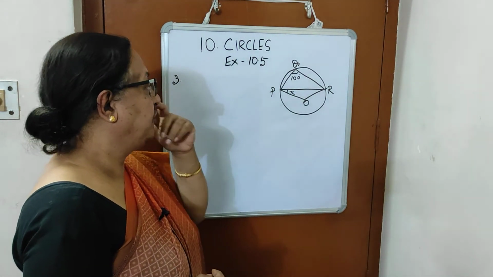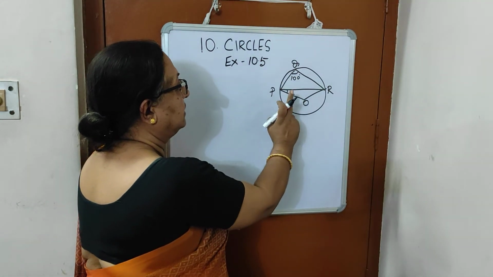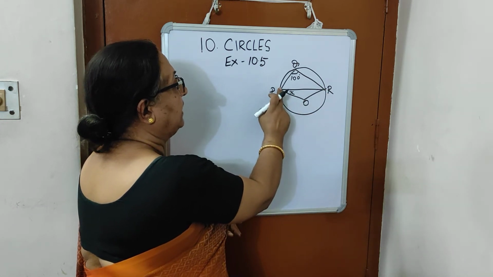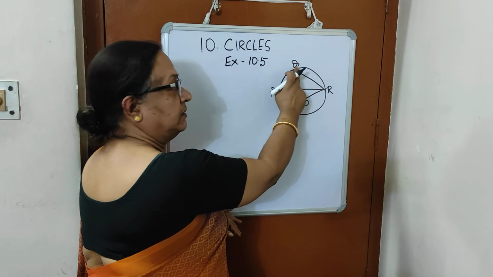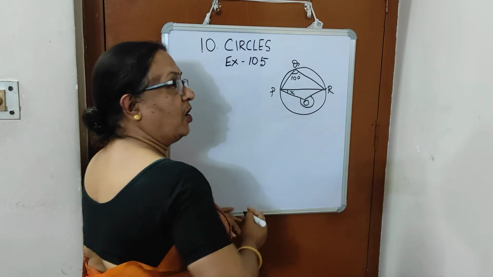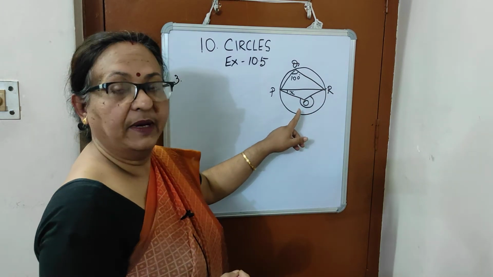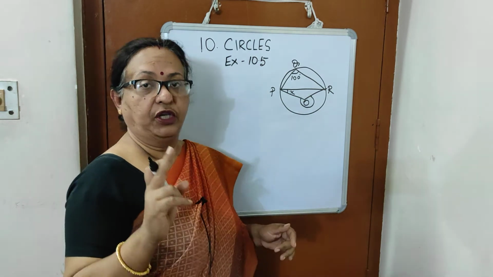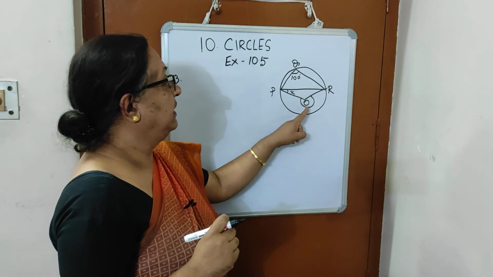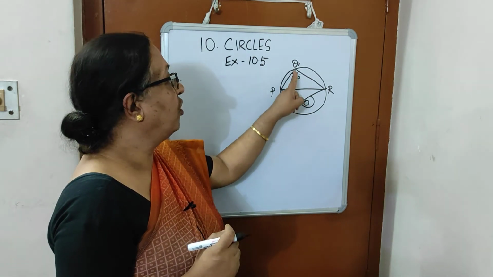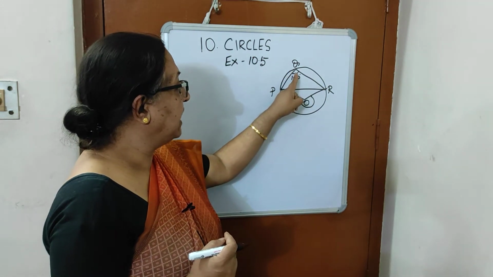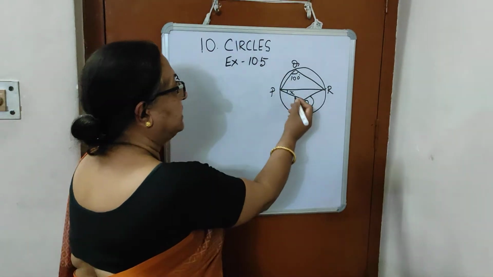Now, how do we find it? Now, children, just see here, this arc PR is making angle PQR on the circle. So, this angle must be how much? This angle must be just the double, because you have learned the theorem, an arc subtends double the angle at the center than what it subtends on the remaining part of the circle. So if this is 100, this angle must be just the double, 200.